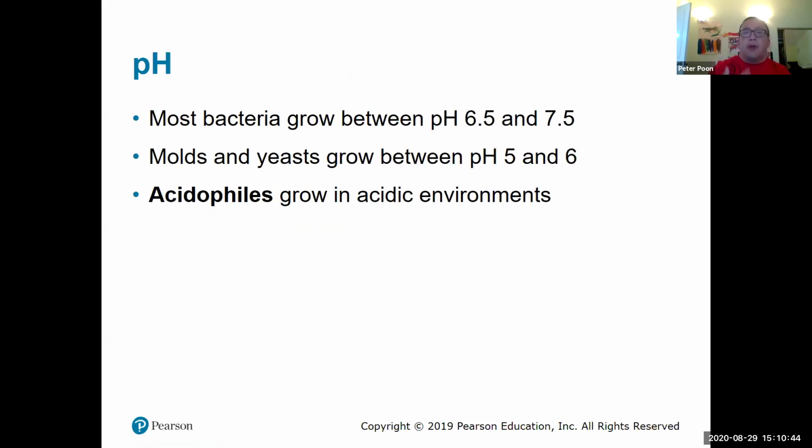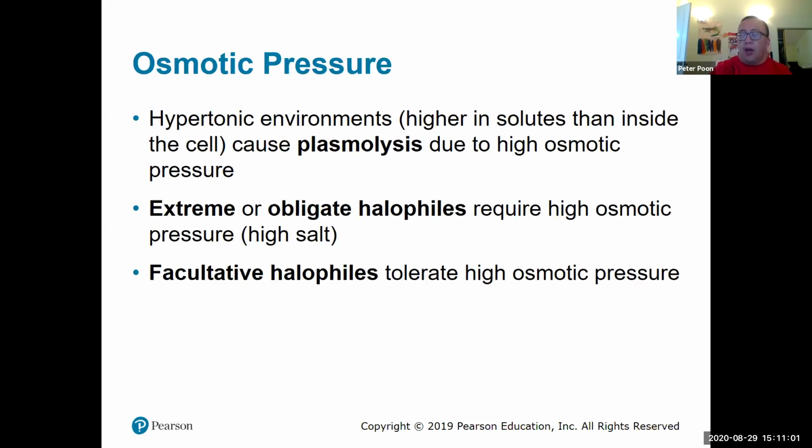Most bacteria grow between pH 6.5 and 7.5. Molds and yeasts are actually slightly better at growing in acidic environments, between 5 and 6. Acidophiles grow in acidic environments, and we'll talk about those later, especially the bacteria that grow in your stomach.